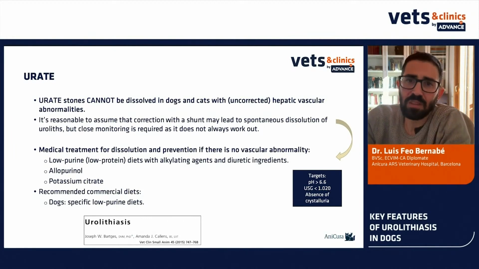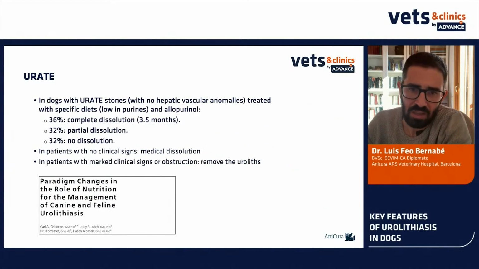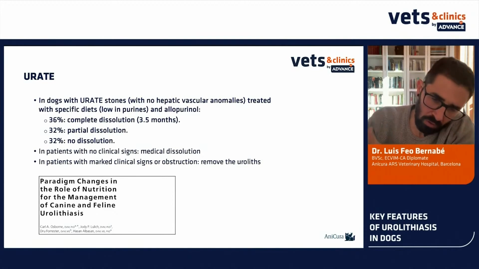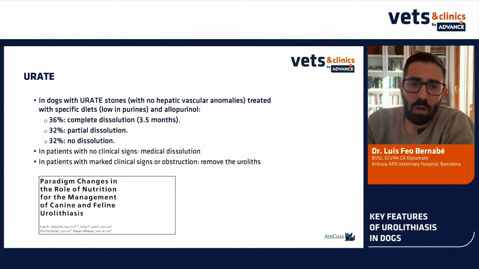There are some specific diets recommended in these cases. Commercial diets are quite effective, so I always recommend these commercial diets. However, we know it's not always really effective. Some articles mention that you can have a complete resolution of these uroliths with diets and allopurinol in around 36% of the cases. In around 32% of the cases you have a partial dissolution. And in around 30% of the cases, you don't dissolve them with medical treatment alone.